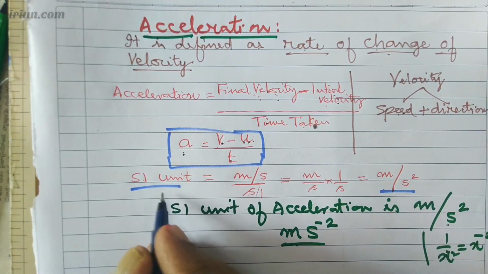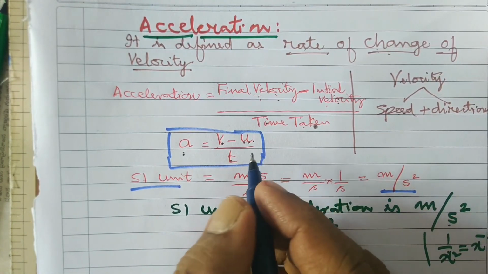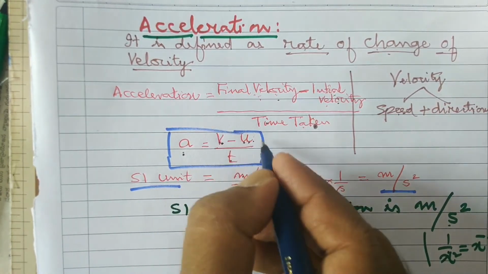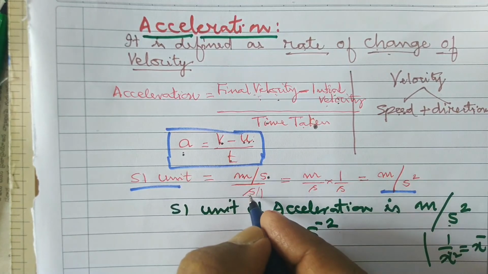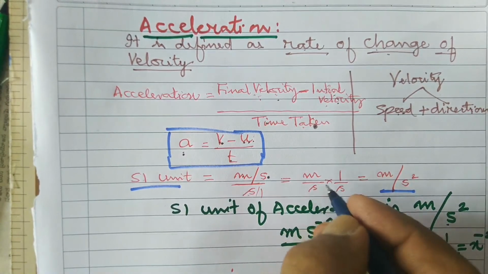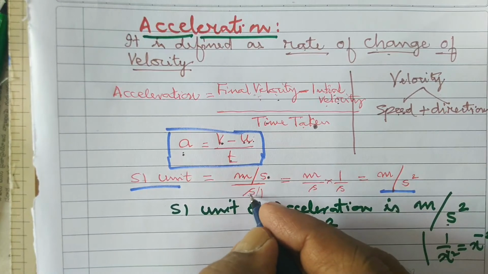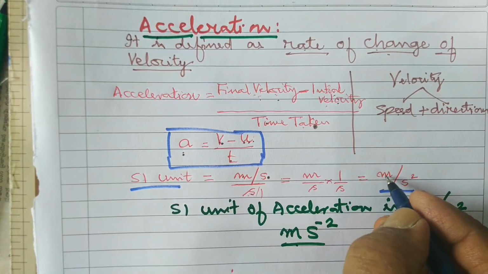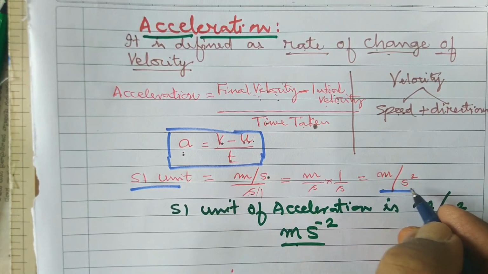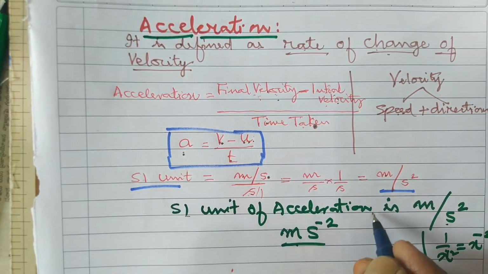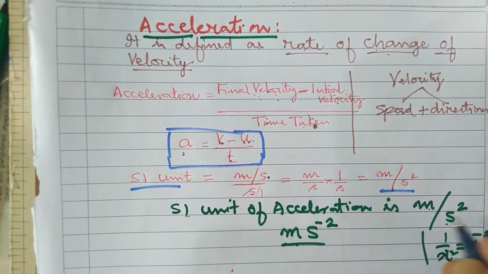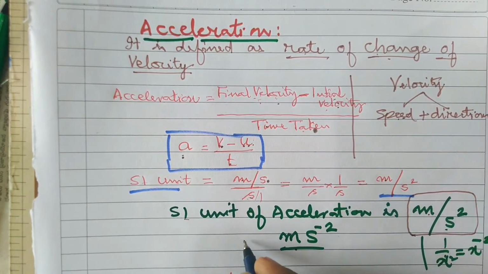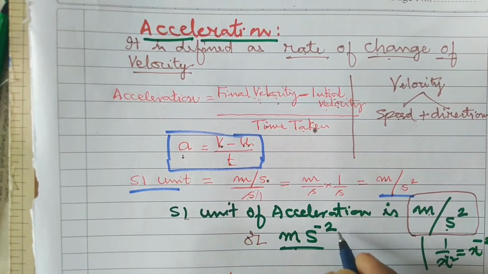The SI unit of this is very simple. You see how to get the SI unit. Velocity SI unit is meter per second, the velocity unit in the numerator. Time unit is second, divided by 1. Therefore, meter per second, and this second is in the denominator. If you write it, it becomes 1 by second. Therefore, you get meter per second square. So the SI unit of acceleration is meter per second square. It is also written like this, meter second minus 2.